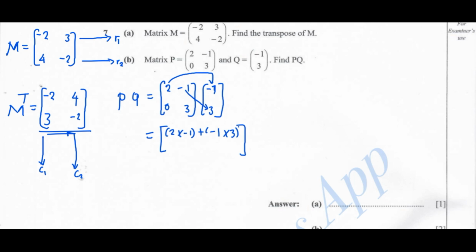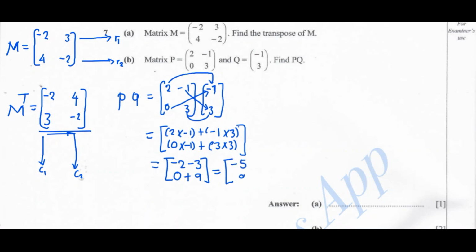When you go to this 0, we multiply with this one. So 0 times negative 1. Then we add 3, we multiply with 3. Then we can now continue. 2 times negative 1 will give us negative 2. Then negative 1 times 3 will give us negative 3. 0 times negative 1 will give us a 0. Plus 3 times 3 will give us a 9. Then our final answer will be negative 5 on top. We are going to add then 9 here. So this is our final answer.